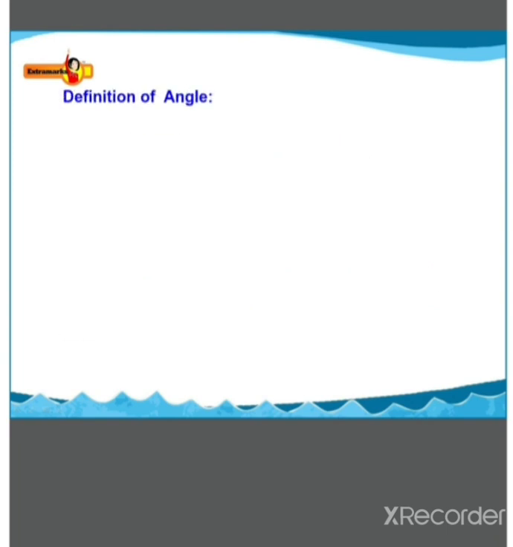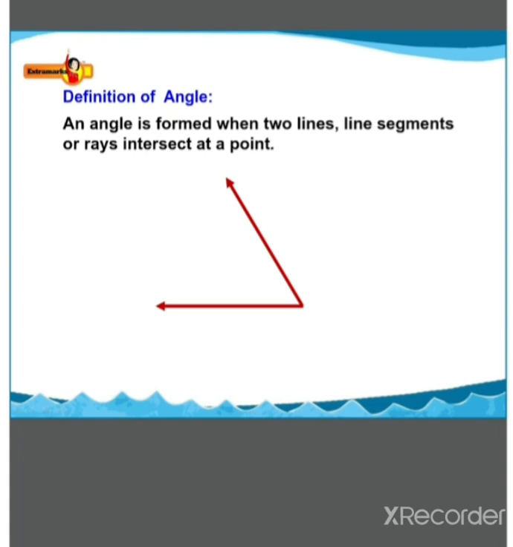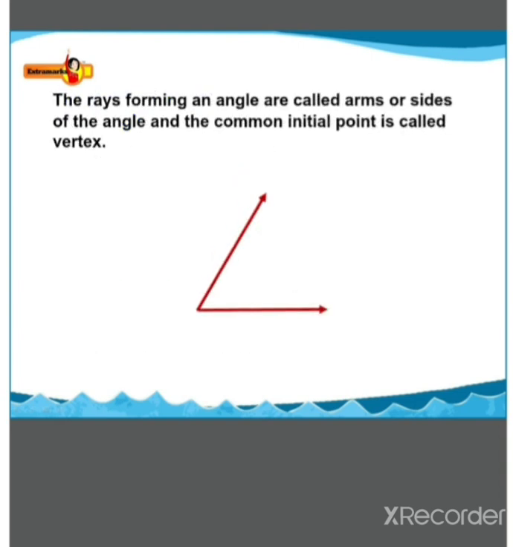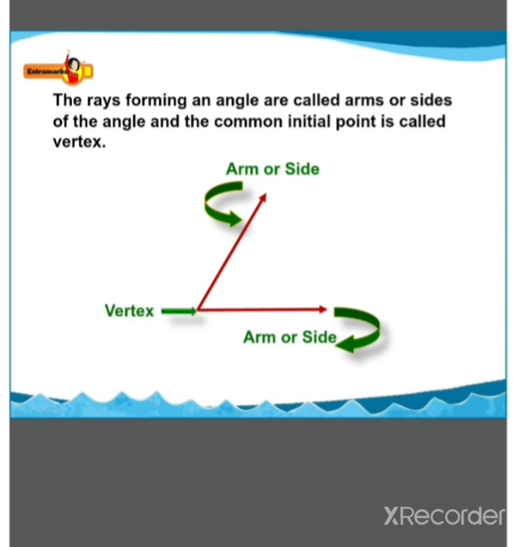Now let's understand the definition of angle. An angle is formed when two lines, line segments or rays intersect at a point. Here, two rays are forming an angle. The rays forming an angle are called arms or sides of the angle, and the common initial point is called vertex.